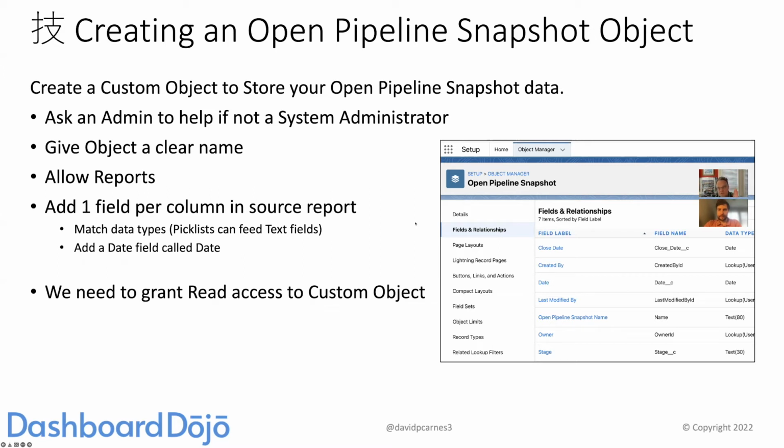object of type date. There's one extra field we need to add to make all the magic happen, which on that custom object, we're going to add a custom field. I usually just call it date, and it's going to be of data type date. And that's what we're going to group the ultimate reports on. There's one other step that we're going to need to do, to grant read access to the custom object. So let me show you this in the system.